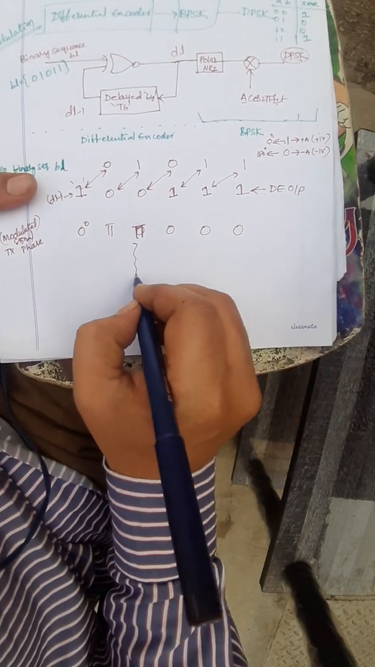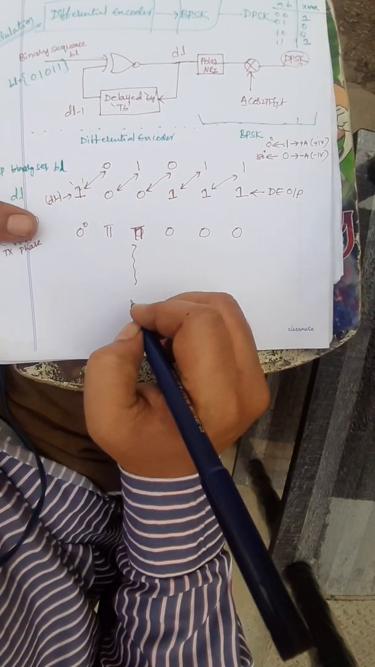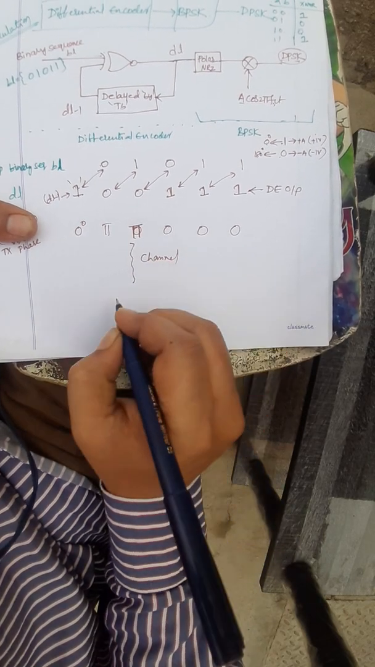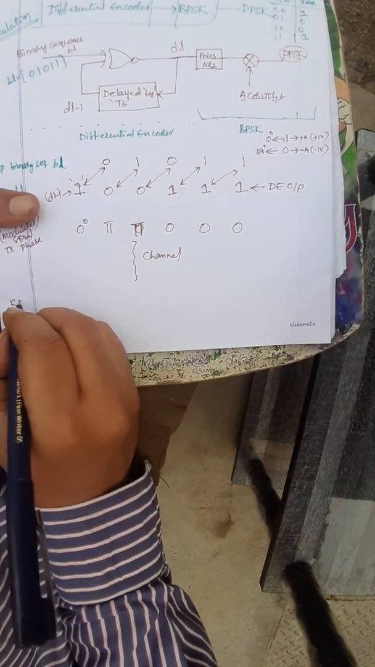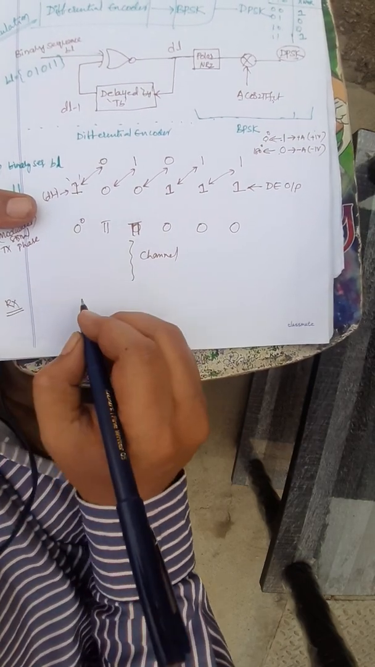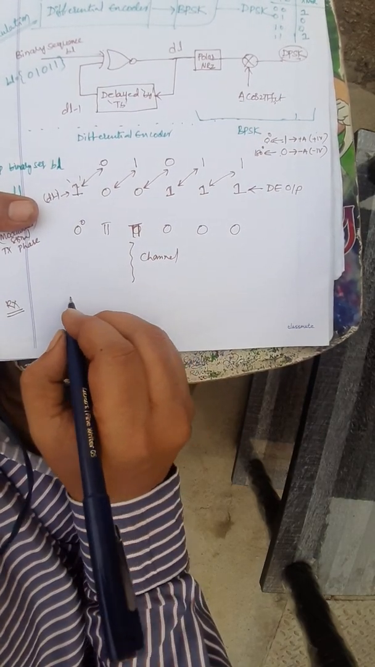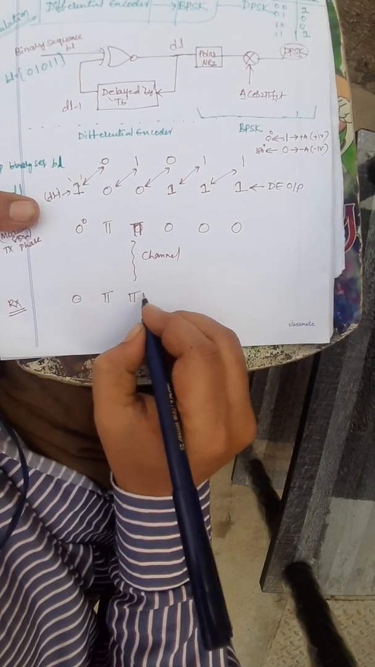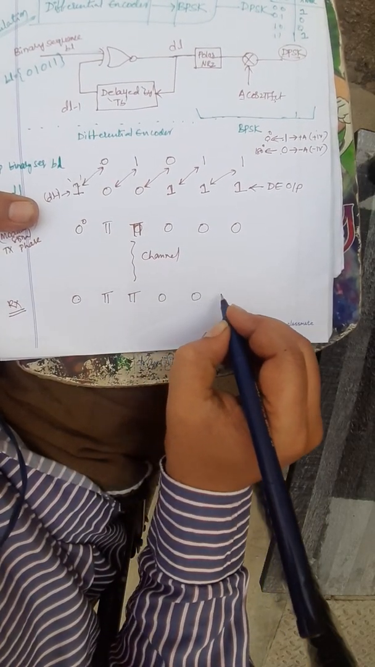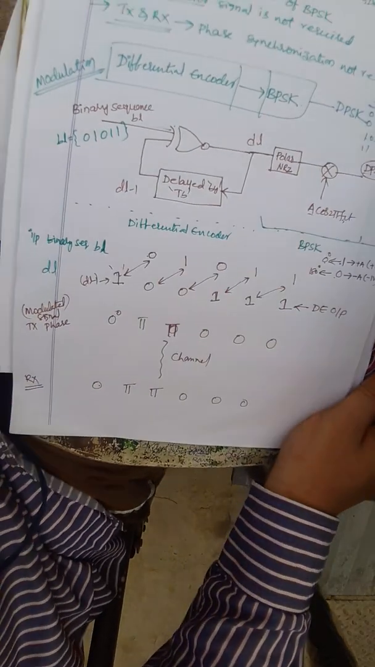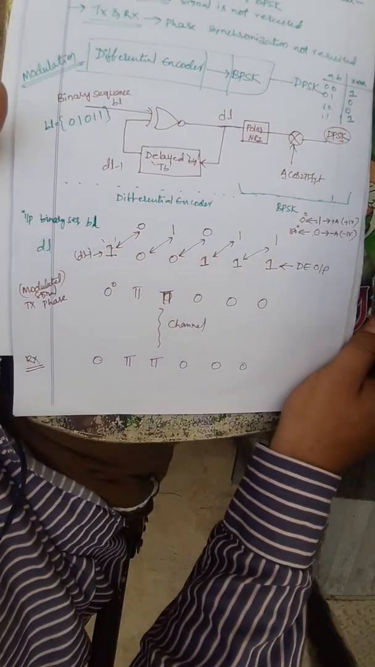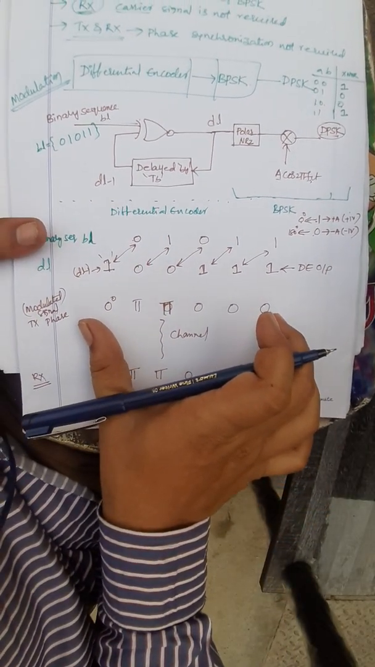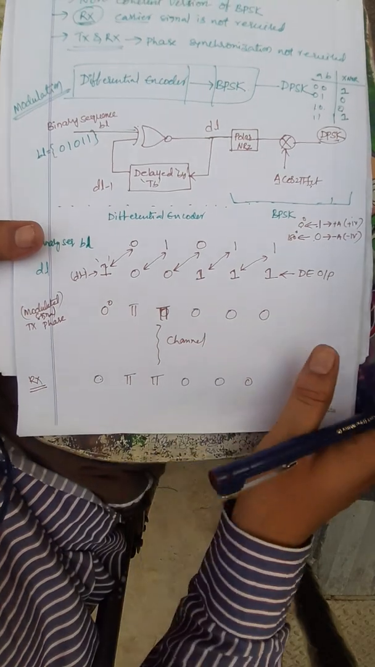Now, the receiver will receive the signal. This signal is transmitted through the channel, and the receiver will receive the same phase shift, the same DPSK signal: 0, pi, 0, 0, 0. Up to this one I hope you are clear on the concept.